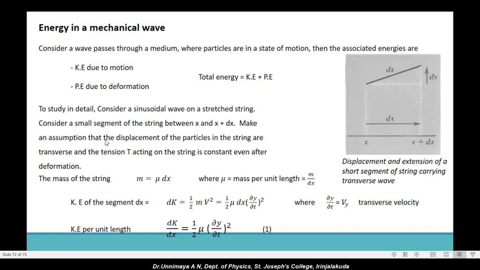Make an assumption that the displacement of the particles in the string is in the transverse direction, that is, in this direction, like this direction, particles are moving, and let T be the tension acting on the string, and this tension acting on the string is constant even after deformation.